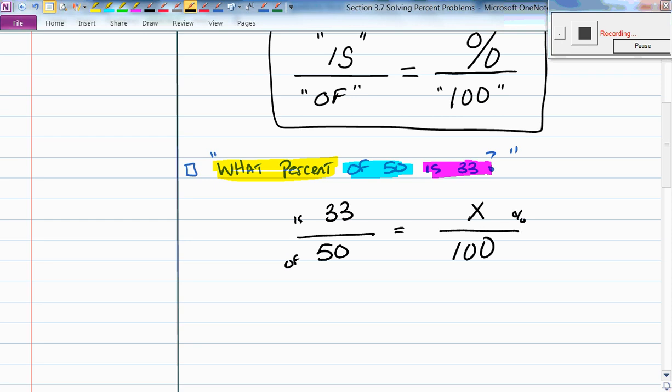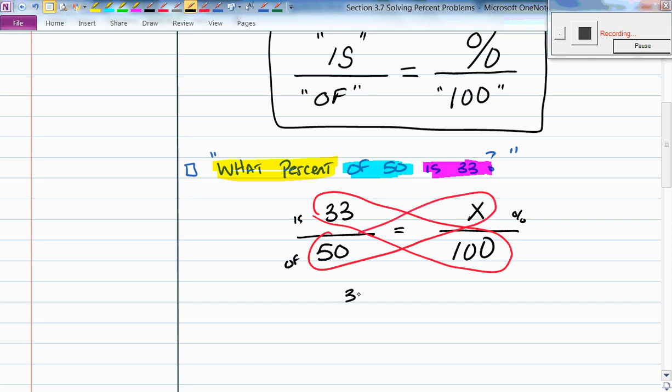All right? So here's what we're going to do. We're going to cross multiply since we have a proportion here. We solve proportions by cross multiplication. So we're going to say 3,300 is equal to 50x. You with me on this so far? I need feedback. I need you guys to tell me yes or no because I don't know what you're thinking. Yes, you're with me. Question.